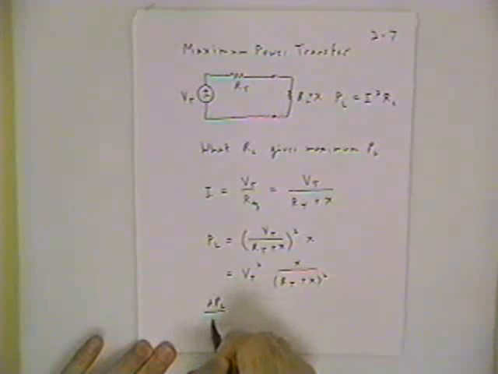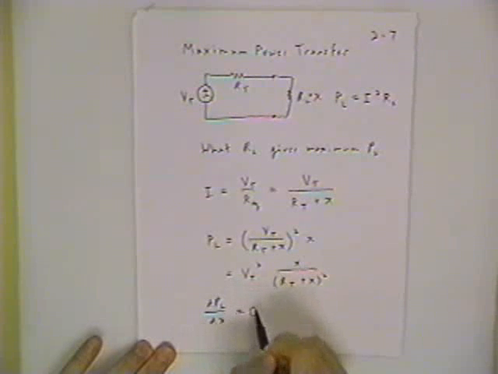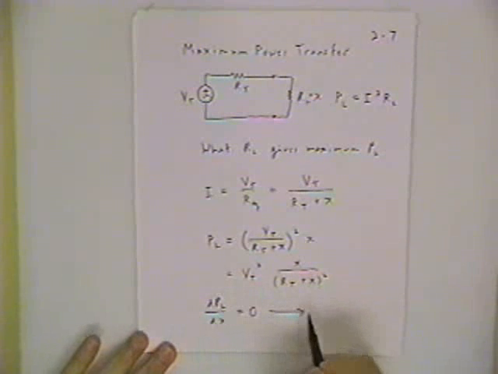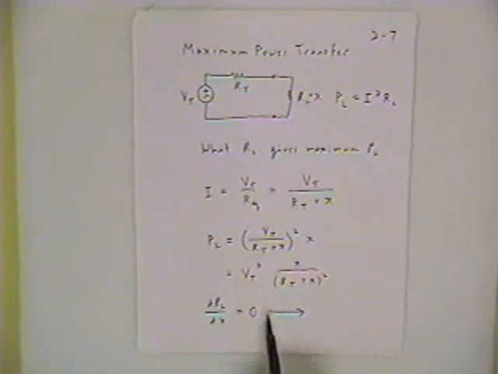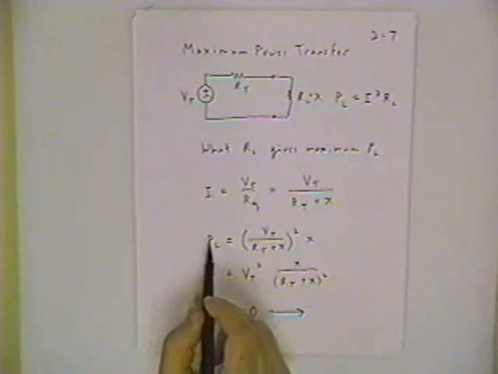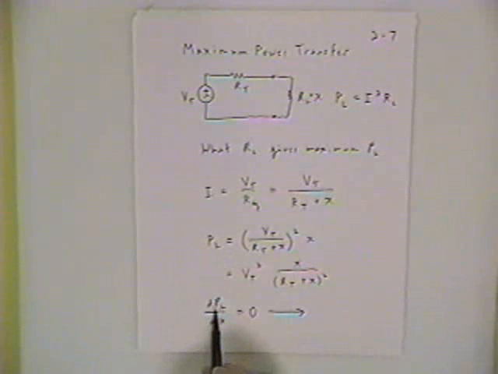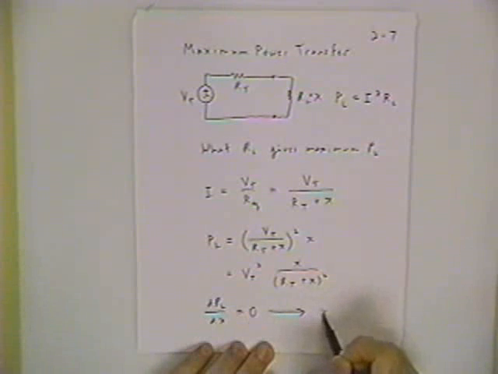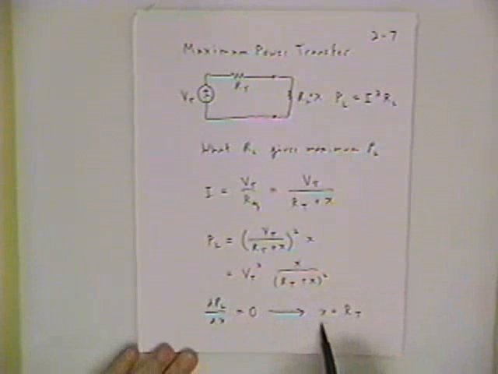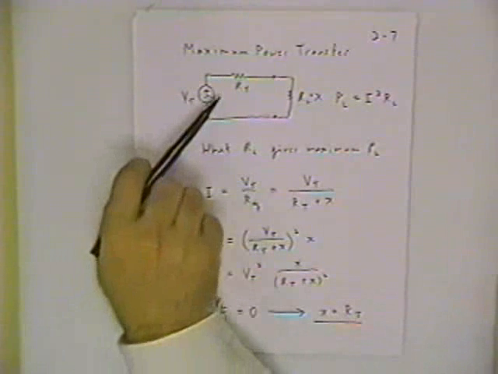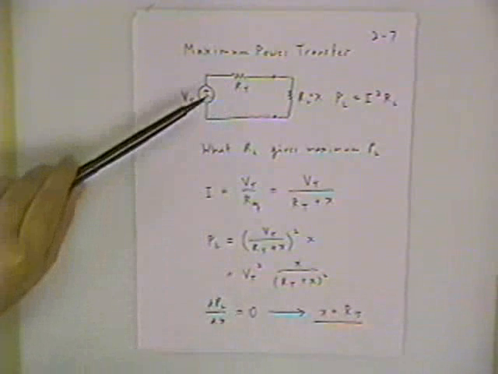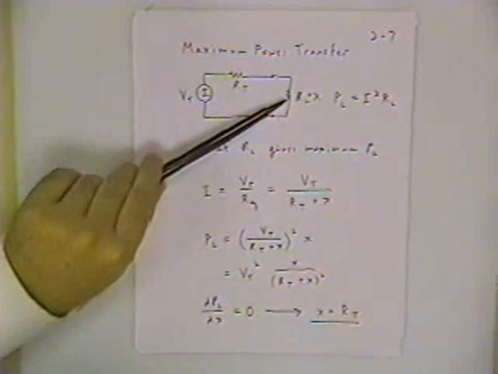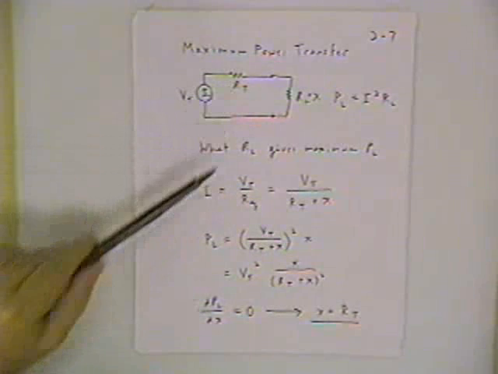So we could go through the details. I would encourage you to do that as an exercise to fill in the steps here. But if I find the derivative, dP sub L dx, set that derivative equal to 0, and then solve for x, I would find that my unknown x is equal to RT. So the conclusion is, to get the maximum power transfer from an active network, I would set my load resistance equal to the Thevenin resistance.